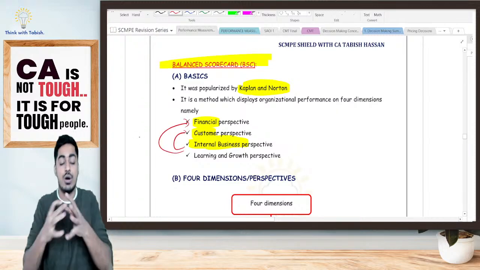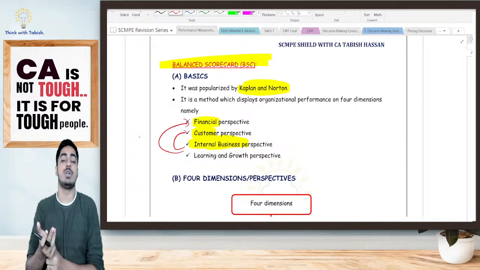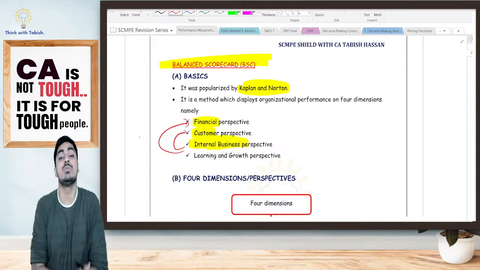Again, all these 3 points are for the current period. Yes or no? In the current period, how much profit have I earned? In the current period, whether my customers are happy. In the current period, do I have good policies and procedures?